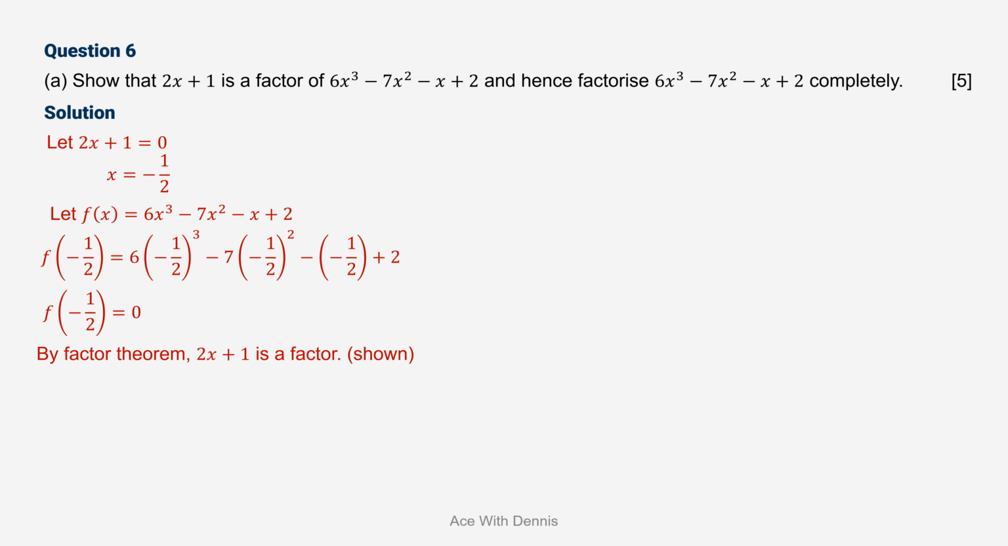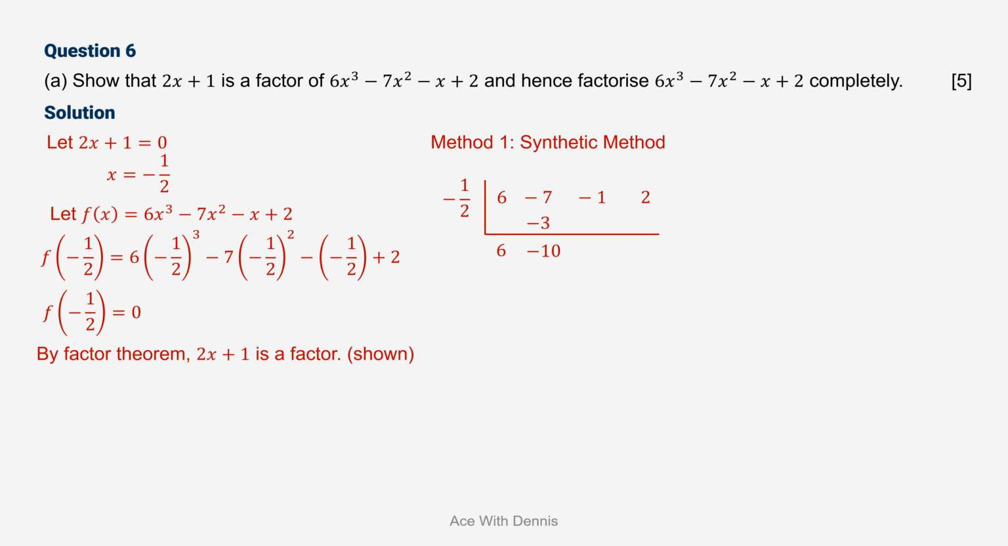So the next thing we need to do is we want to factorize 6x cubed minus 7x squared minus x plus 2. To do this, we have two methods. The method number 1 is the synthetic method. So what we do is we will write all the coefficients of the given expression. For this case is 6, minus 7, minus 1 and 2. And since x is negative half, we write the negative half at the left hand side. Next, we copy down the 6. Then negative half times 6 will get negative 3. And negative 7 plus negative 3 will get negative 10.